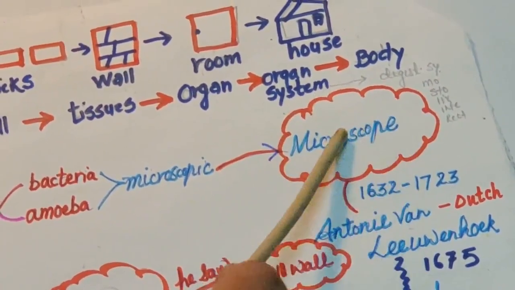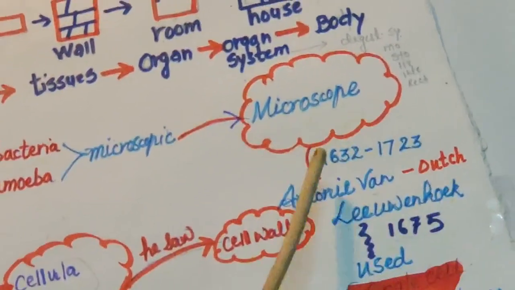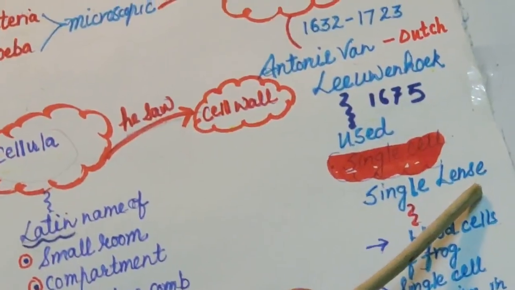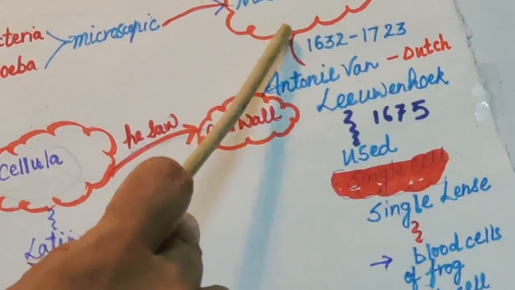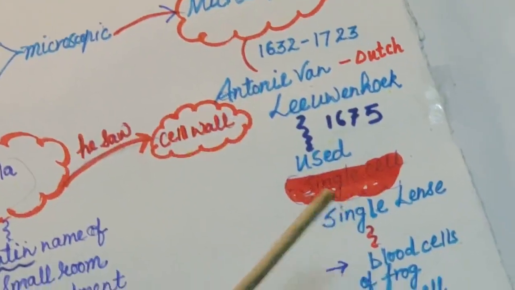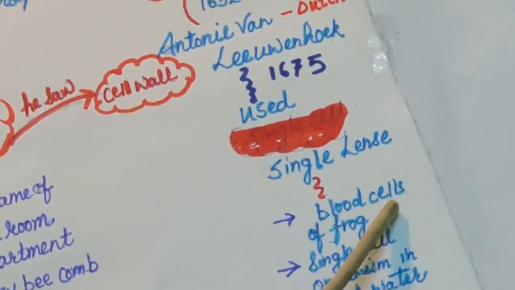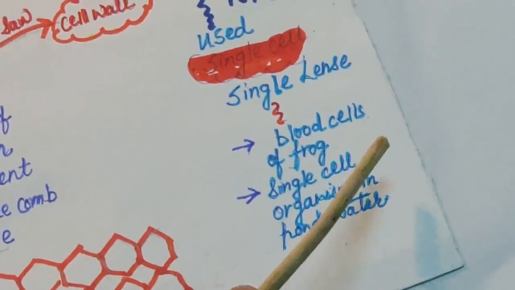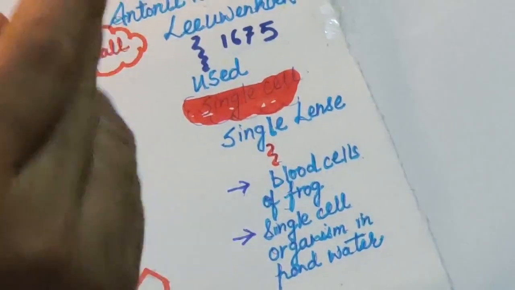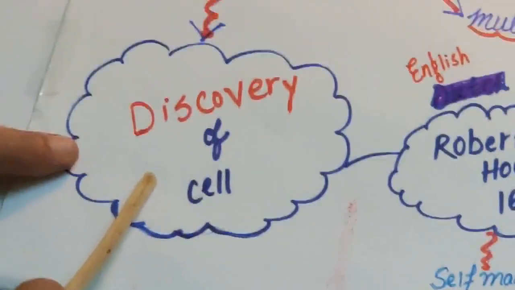Now, who discovered the microscope? It was Antony van Leeuwenhoek, a Dutch scientist. He used a single lens to observe a cell. He didn't give the term cell. What he observed were blood cells of frog, and he observed single cell organisms in pond water.